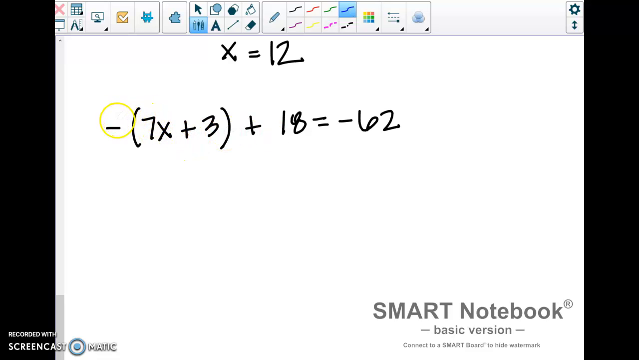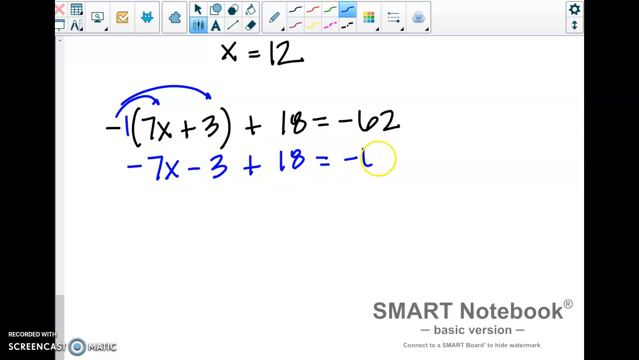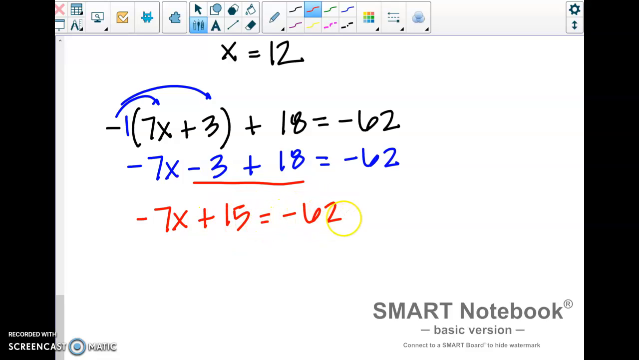Okay, to check, so basically if I think of this as a negative 1, if negative 1 gets distributed, or the opposite of everything inside the parentheses becomes negative 7x minus 3 plus 18 equals the negative 62. Then we combine like terms, just those constants can be combined. So we're left with negative 7x, and negative 3 and positive 18 makes positive 15, equals negative 62.